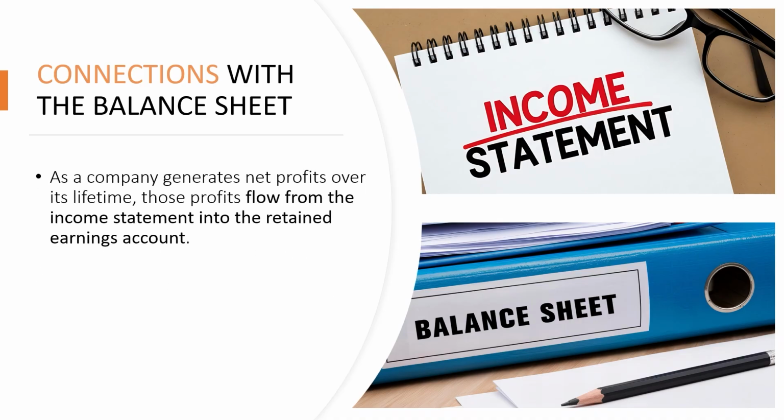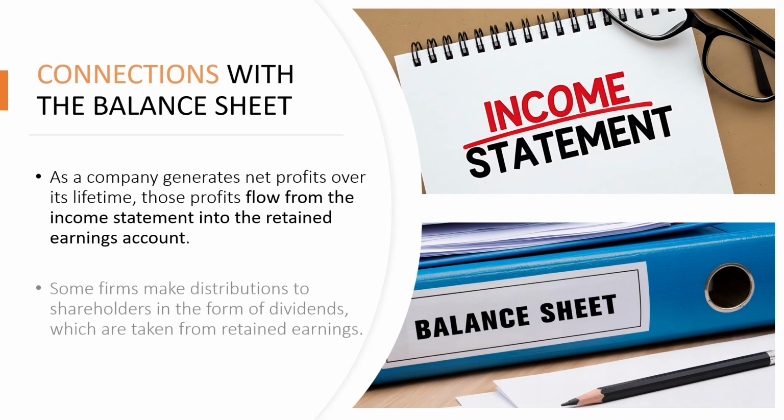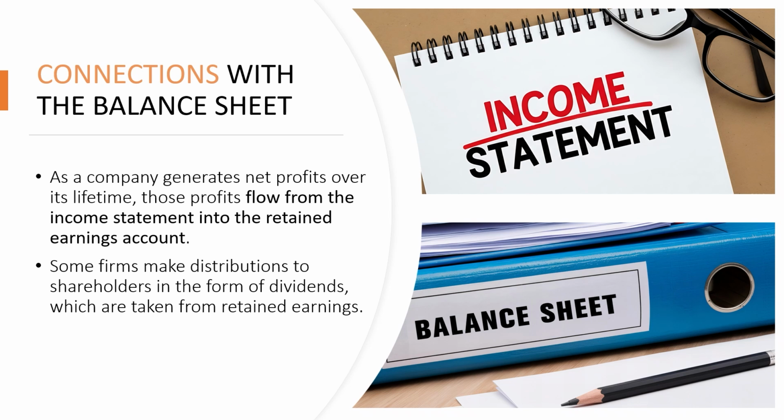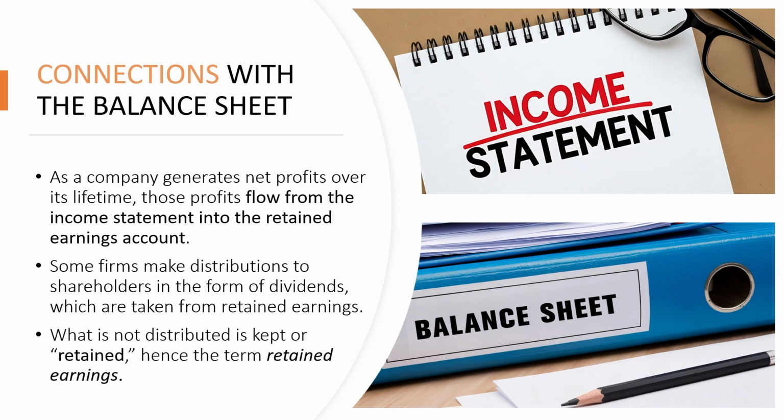As a company generates net profits over its lifetime, those profits flow from the income statement into the retained earnings account on the balance sheet. Some firms make distributions to shareholders in the form of dividends, which are taken from retained earnings. What is not distributed is kept or retained, hence the term retained earnings. This account represents the cumulative profits that have been reinvested in the business rather than distributed to shareholders.